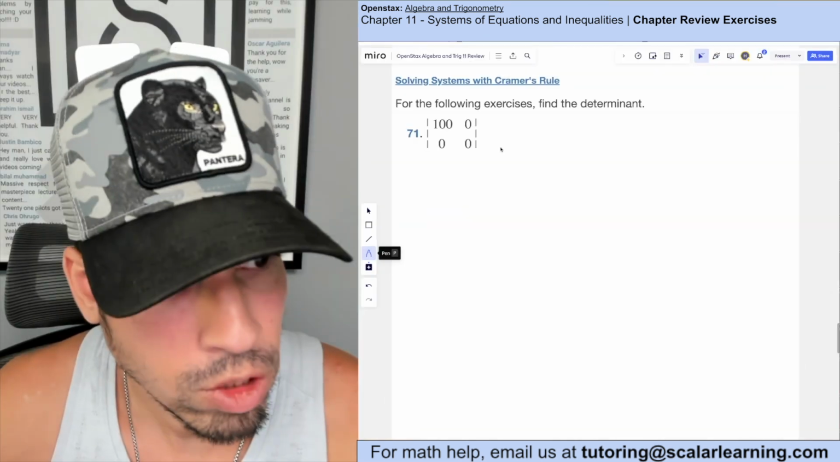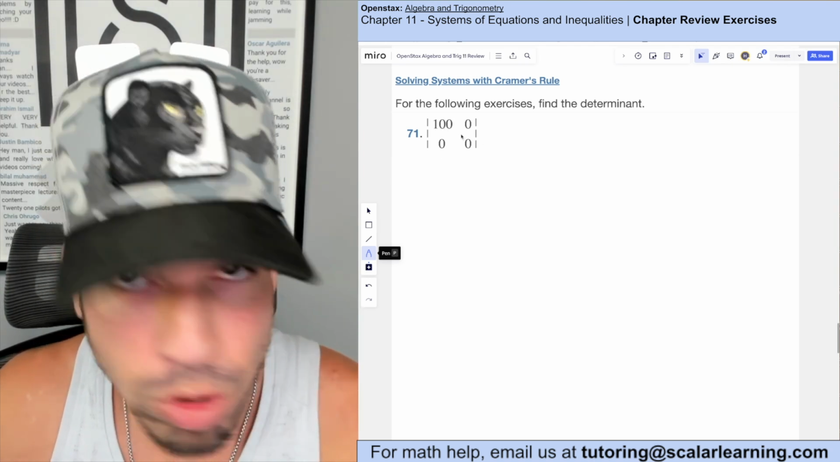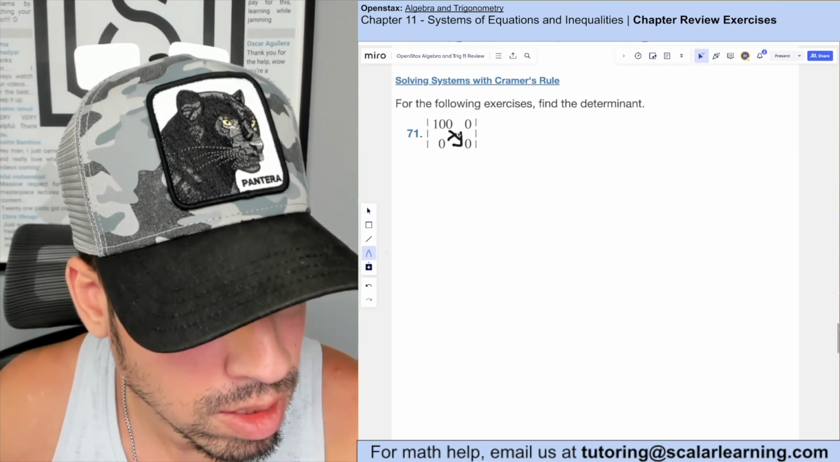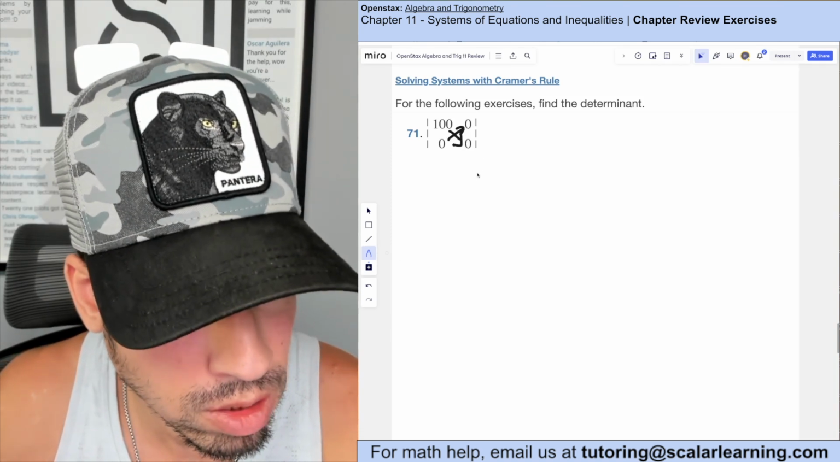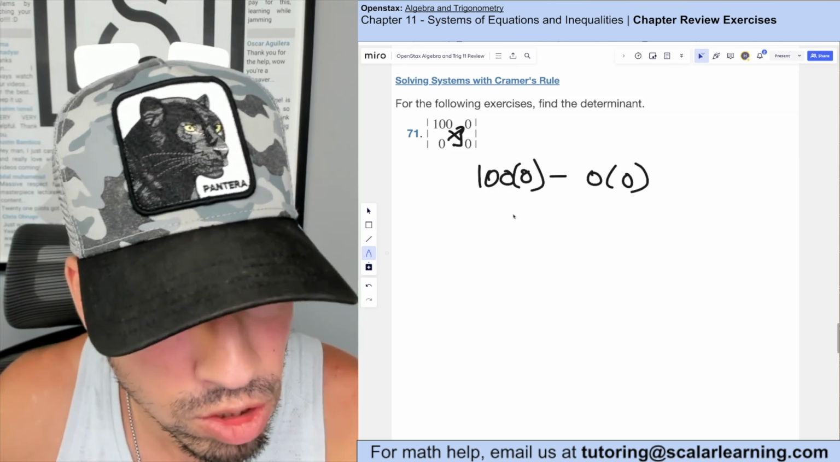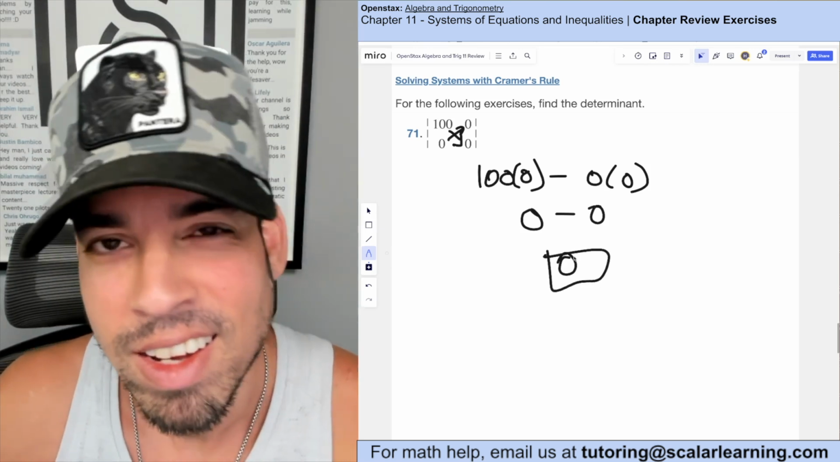Done. So for this one, we're meant to find the determinant, and we're going to do that in a 2 by 2. So the way you do that is you go this times this minus this times that. So it's 100 times 0 minus 0 times 0. That's just 0 minus 0, which is 0. That's it. That's how you do it.